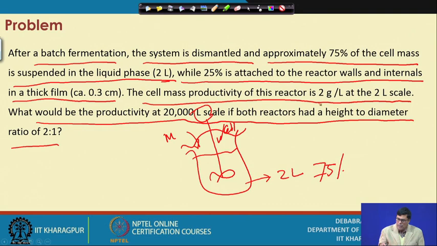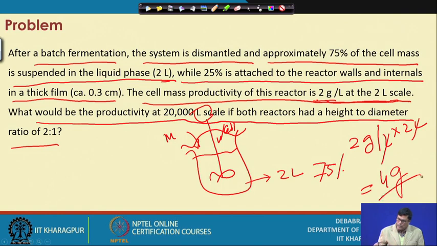So what is the total amount of cell mass we have? The cell mass produced is 2 gram per liter at 2 liter scale. That means how much is the cell mass? 2 gram per liter into 2 liter. Am I right? So liter will cancel, and this will be 4 gram.